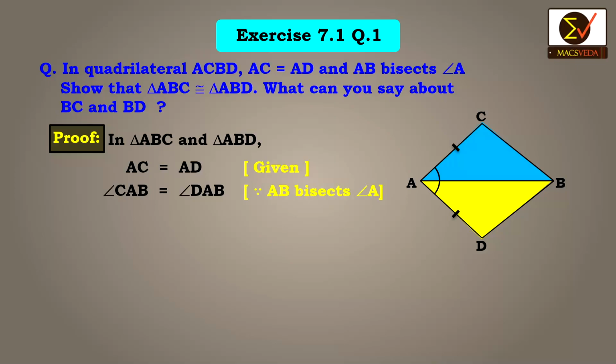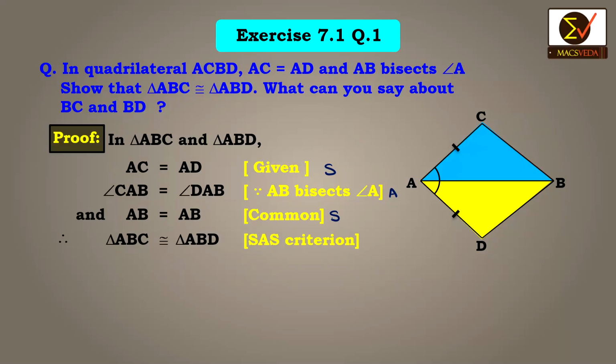Therefore, we have one more condition, that is one side, one angle. This is a side condition, this is an angle condition, and you can observe that AB is a common side for both the triangles. So obviously AB is equal to AB because it is a common side. So we have triangle ABC is congruent to triangle ABD by this SAS criterion.